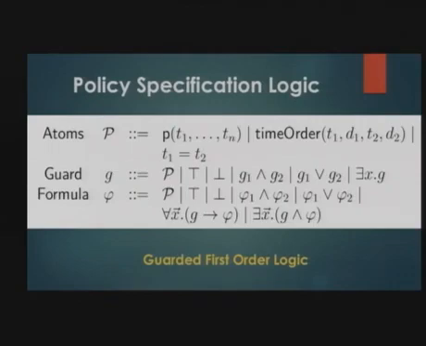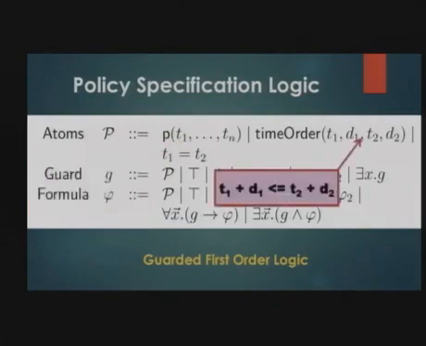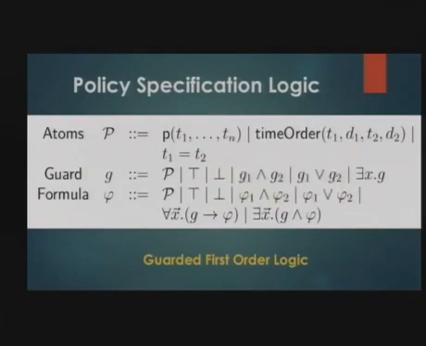Atoms are either a predicate or a table. We looked at the sensitive access tables, which you can view as table names. Then we have another predicate, which checks for time, and there is also equality, where you can check whether two things are equal. The next section is guard. A guard is a specific kind of formula, and we'll explain this in a bit. Let's look at the formula, which is how you represent your policies. It could be just a table name, or it could be true or false.